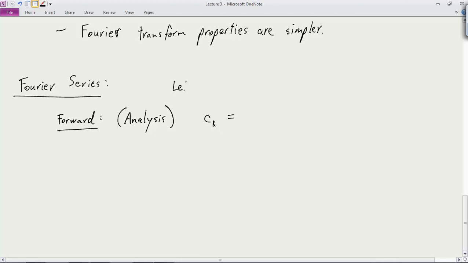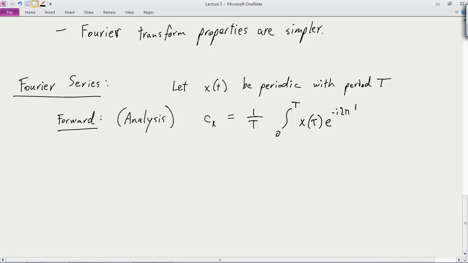Let your signal x of t be periodic. We're assuming it's periodic to begin with, with period capital T. Then do the following calculation. Do an integral, 1 over T, integral from 0 to T, of your signal times this complex exponential. The frequency of this complex exponential is k over capital T. Okay, so do this integral.